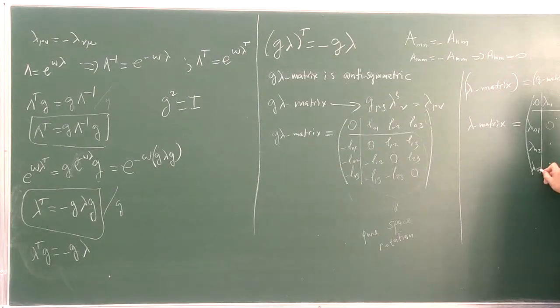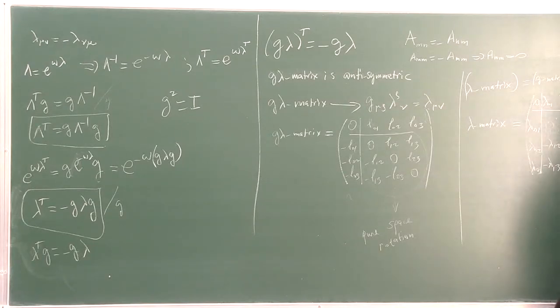Lambda 0, 3, and lambda 1, 2, lambda 1, 3, lambda 2, 3, minus lambda 1, 2, minus lambda 1, 3, minus lambda 2, 3 is my matrix now. Notice the signs. This matrix is such that the zeroth column and zeroth row are the same. So anti-symmetry is retained in the space part, but there is a symmetry in the zero space and time cross terms. Okay, so that's the form of the matrix.